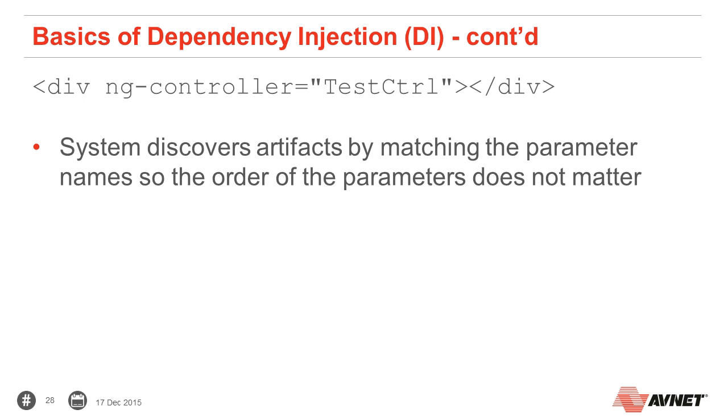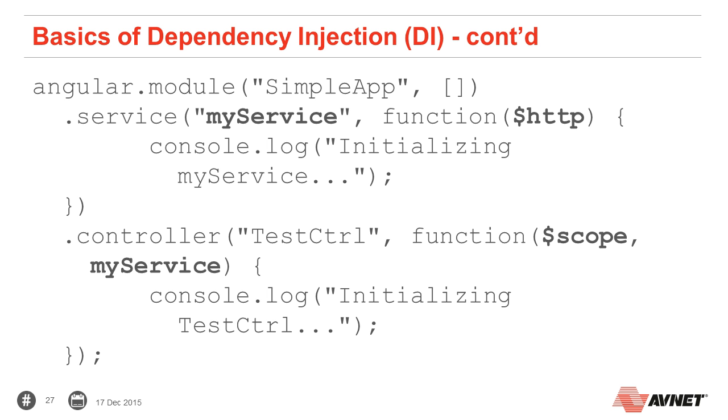Also, this is something important to mention. The system, in this case Angular, discovers the artifacts, in this case our services, by matching the parameter names. So hence the ordering of the parameters does not matter. If I want to, I could have the MyService first and then $scope, or I can have $scope and then MyService. Ordering is not important. It's the names that are actually important.